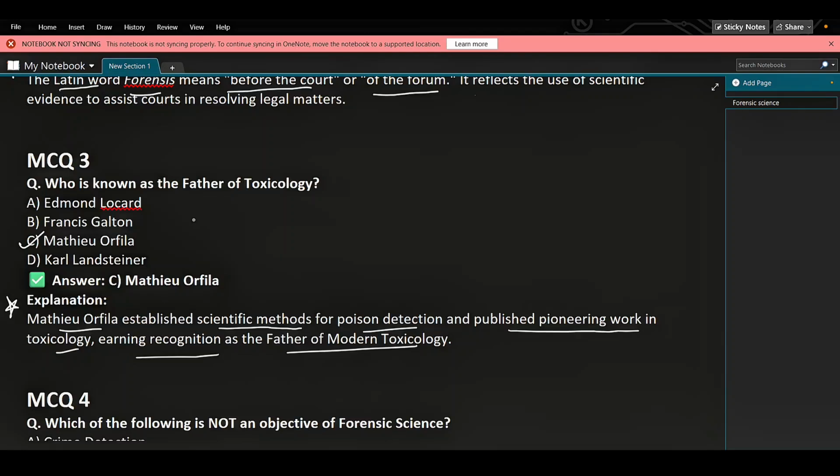So here is a quick revision of important scientists. Matthew Orfila is the father of toxicology. Edmund Locard is known for the exchange principle, which is Locard's exchange principle.